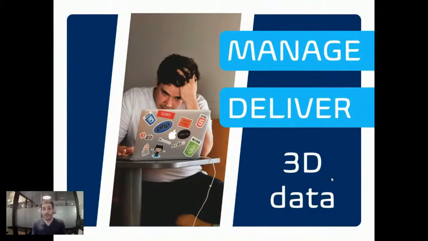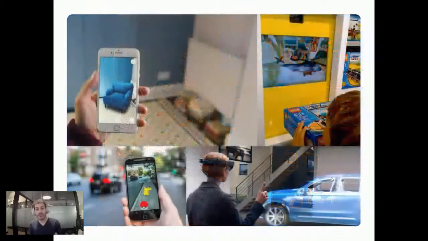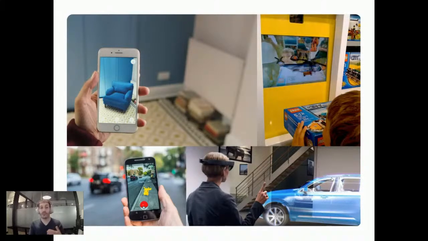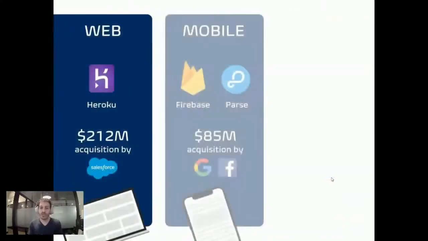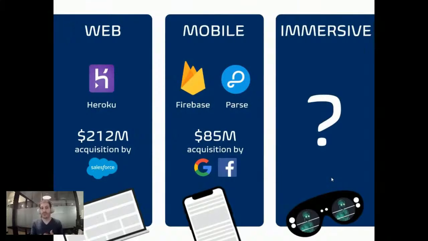And when talking to other developers who are building applications for other verticals like gaming and marketing and advertising and training and data visualization, everyone said the same thing. There's no easy way to manage and deliver 3D data. But if you think about it, this problem was kind of solved for 2D, right? If you're building a website, you can use something like Heroku as your cloud platform to store images and videos.